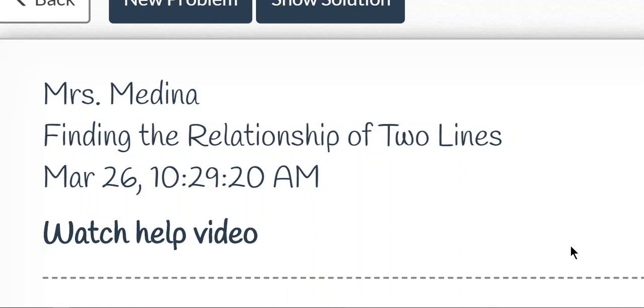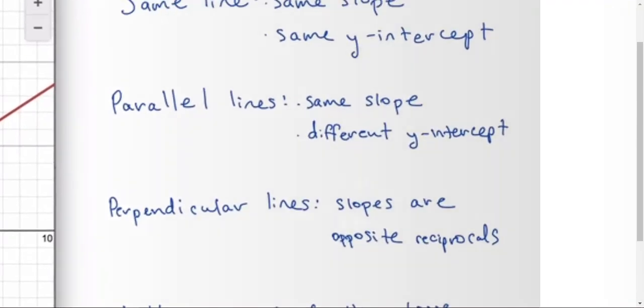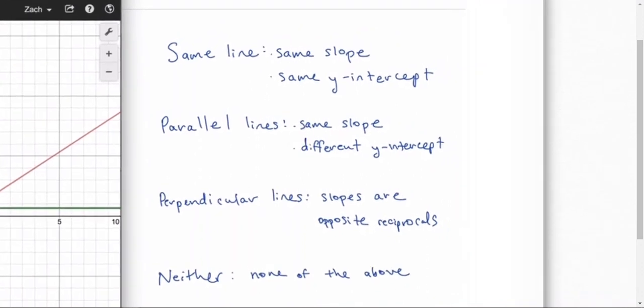Okay, so in this video, we are going to focus on the Delta Math assignment on finding the relationship of two lines. If you click on the Watch Help video, you're going to see that there's very important information. What can be the relationships between two lines? Well, the relationships can be that they are the same line.